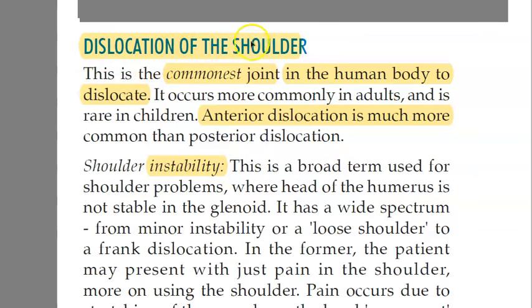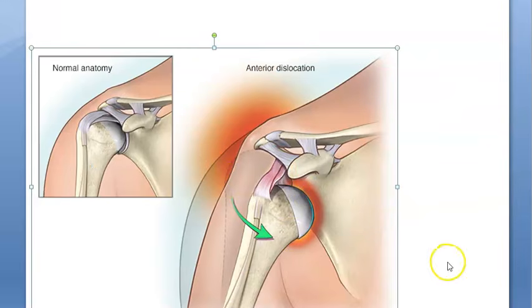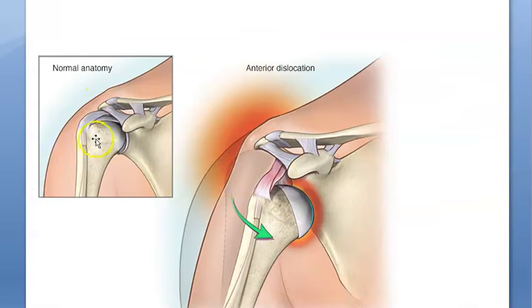In this video, let us look at dislocation of shoulder. It is the most common joint to dislocate, the shoulder joint, also called the glenohumeral joint. It is the most common joint to displace. Here you have the humerus, here you have the scapula, and here you have the clavicle. This joint is a ball and socket variety of synovial joint. This is the most common joint to dislocate.